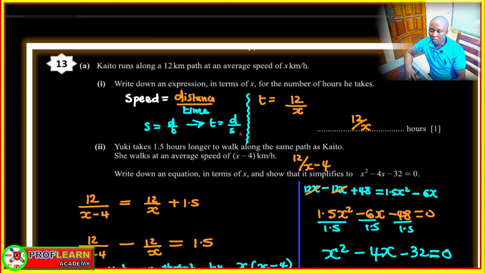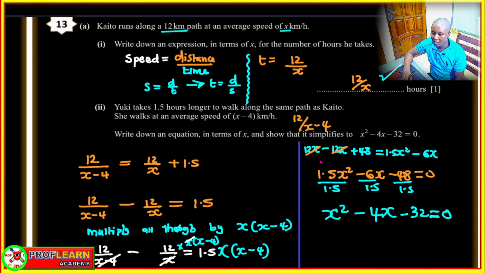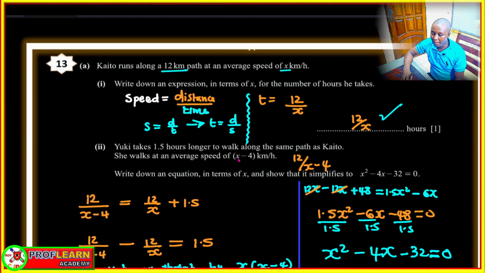You may be asked also a question to do with speed and forming equations. Something that you are to remember: speed is equal to distance over time. Then time is distance over speed. So you can see here we are told that Kaito runs 12 kilometers at this speed. So time taken will be 12 over x. And then Yuki takes 1.5 hours longer to walk along the same path. Then we are going to write an equation for that. Remember, Yuki is going to take 12 over x minus 4, because this speed is lower, so it is going to take a longer time to cover that distance.